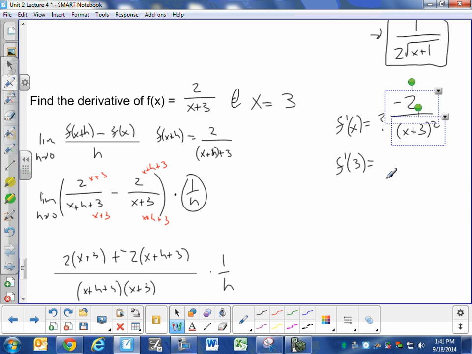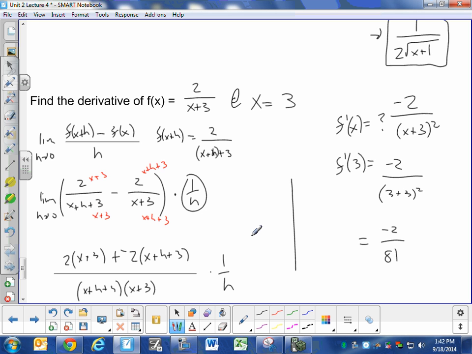Plug in 3, get negative 2 over 3 plus 3 squared. That is negative 2 over 9 squared, which is 81. So a very shallow, very small negative slope. I guess if you look at 2 over x plus 3, see if we can think about it graphically. Negative 3 would be a vertical asymptote.